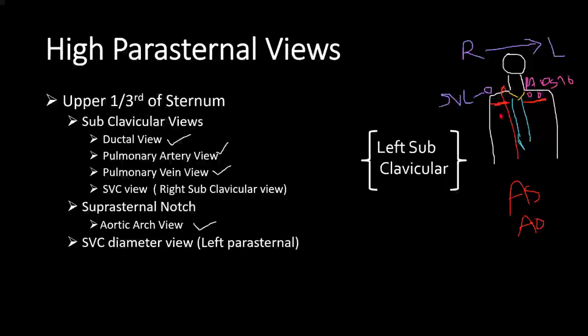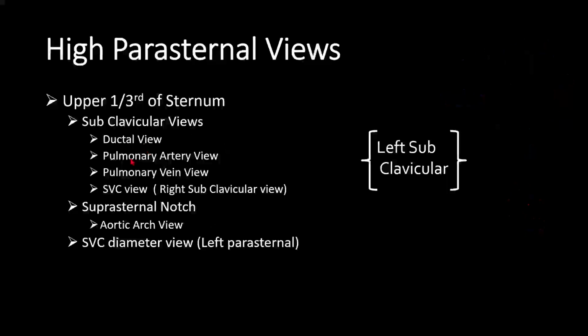See why we say it's subclavicular, because most of these views are in the upper one third of the sternum. So the area in the upper one third and right of the sternum is this one. So this is basically a subclavicular area. So we keep the probe in the right subclavicular area, and for the ductal view, pulmonary artery view and pulmonary view, we keep it in the left subclavicular area. Here. Okay. So what is the orientation of the probe marker and all, I will just show you.